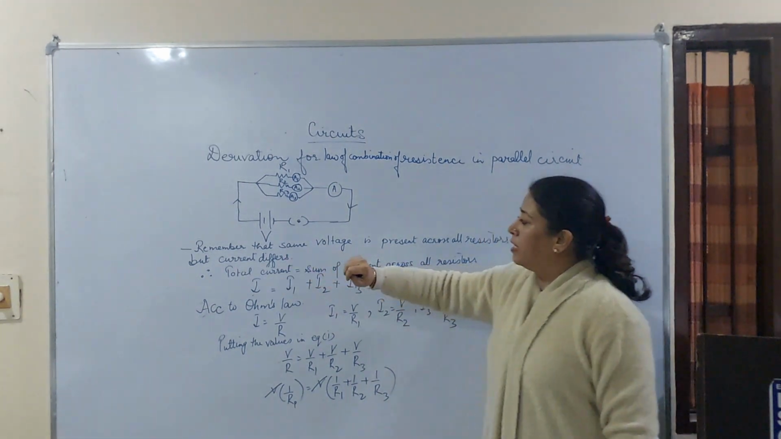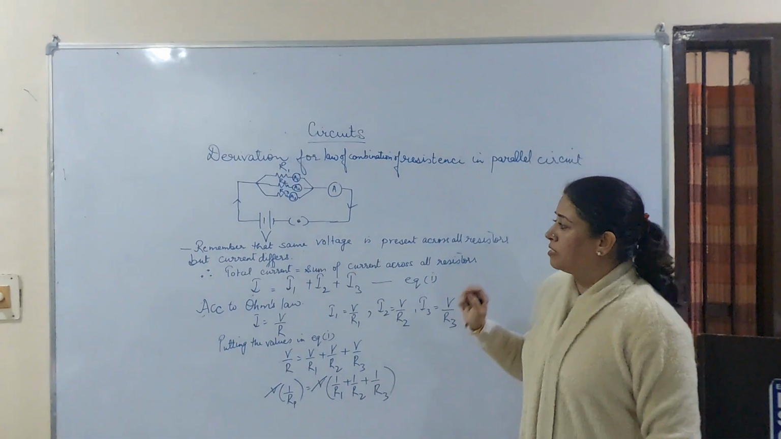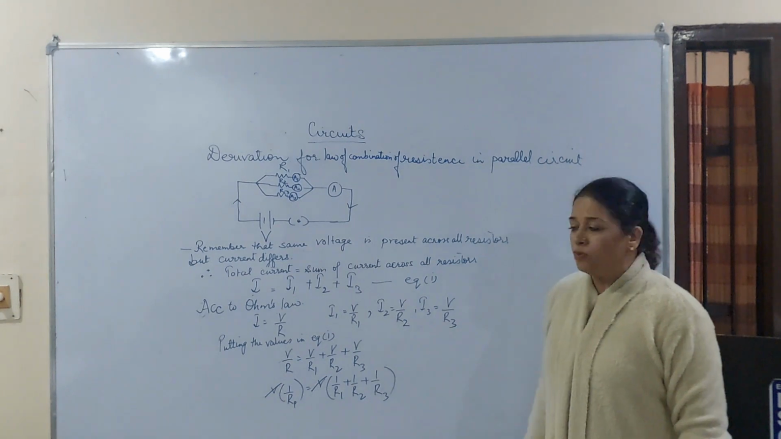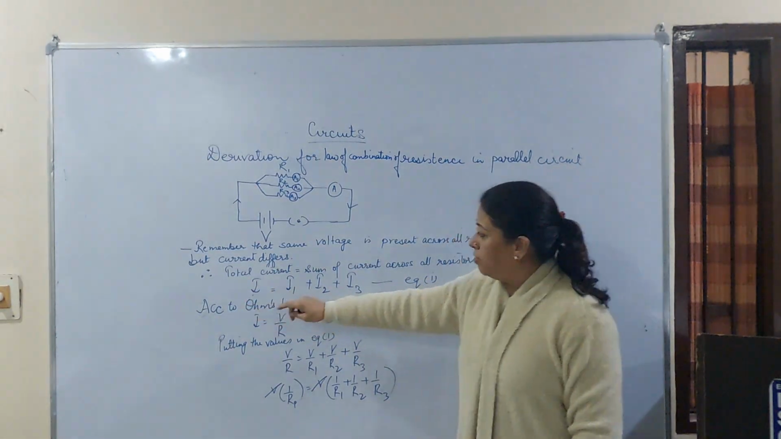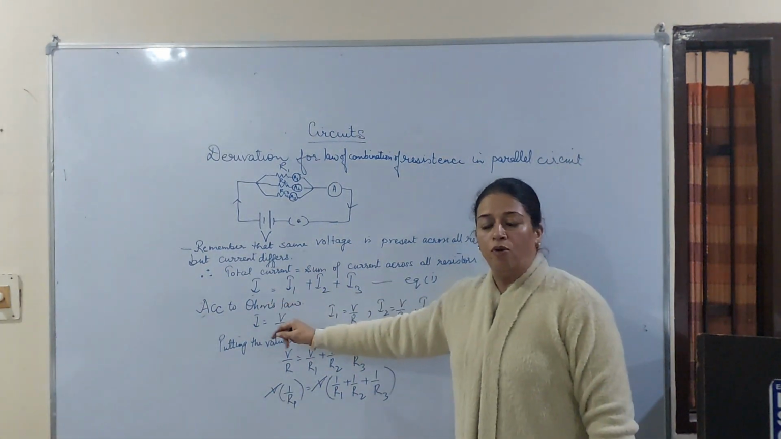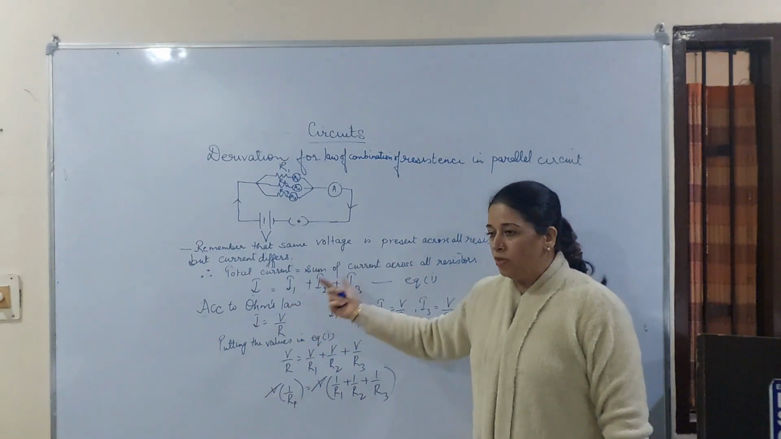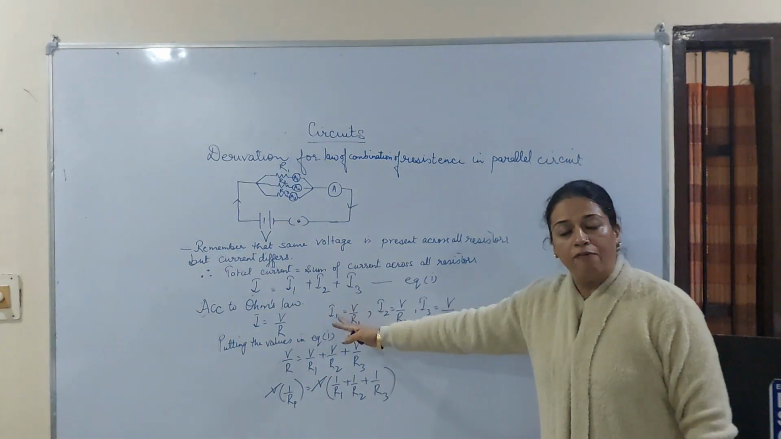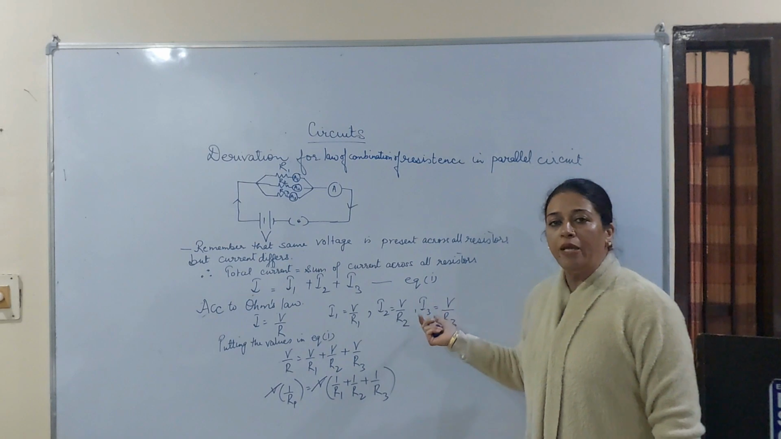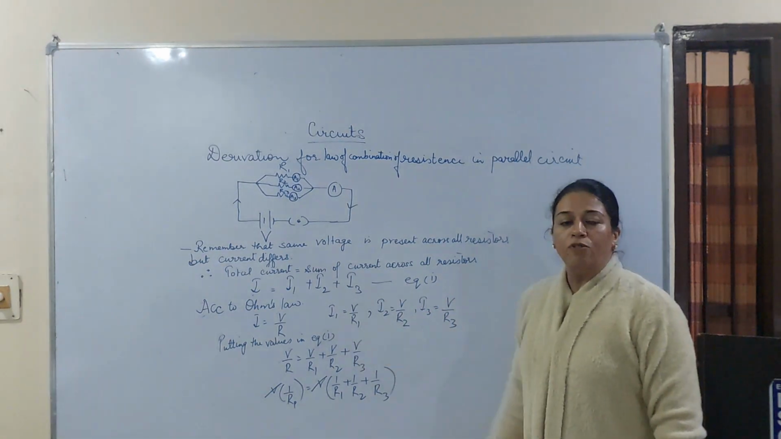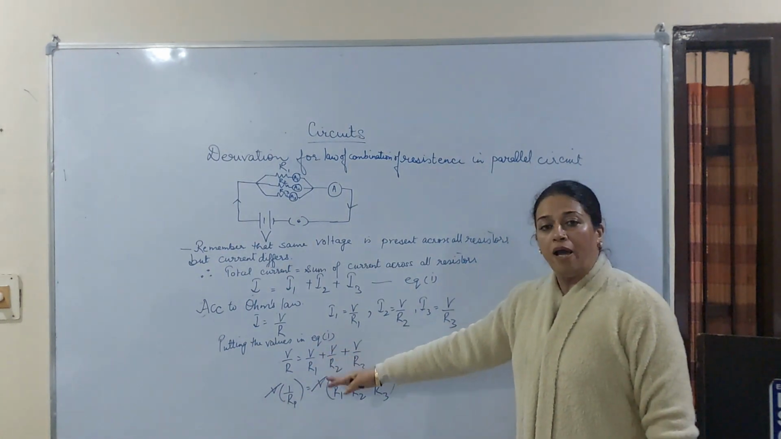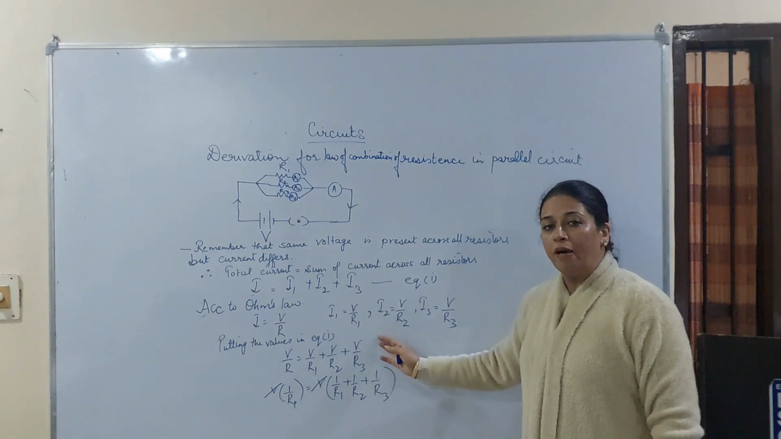So as you all know, the same voltage is present across all resistors but the current differs. So we can say that the total current is the sum of the current across the individual resistors. So I, that is the total current, would be I1 plus I2 plus I3. Now according to Ohm's law, I would be V by R. So as per that, I1 would be V by R1, I2 would be V by R2 and I3 would be V by R3. Now putting the values in equation 1, we get V by R equals V by R1 plus V by R2 plus V by R3.